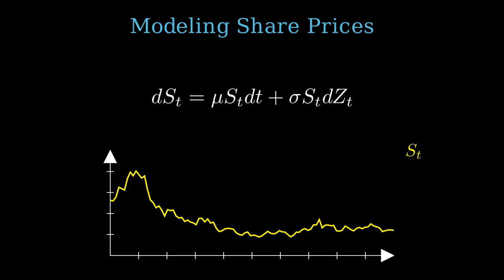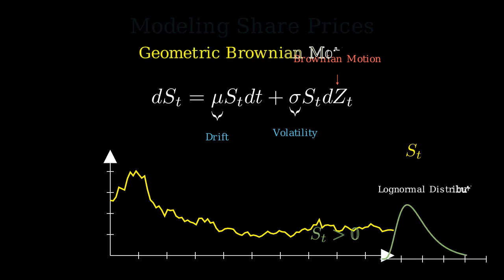In this equation, mu represents the drift or the expected return, while sigma represents the volatility of the share. The term dZ sub t represents a standard Brownian motion, which introduces the element of randomness into the market. This framework defines what we call geometric Brownian motion, implying that while the returns are normally distributed, the share prices themselves follow a log-normal distribution. This ensures that share prices remain positive, which is a fundamental requirement for any realistic financial model.